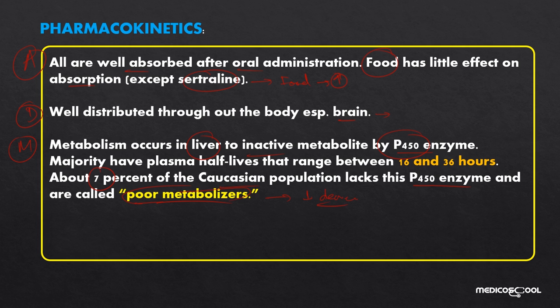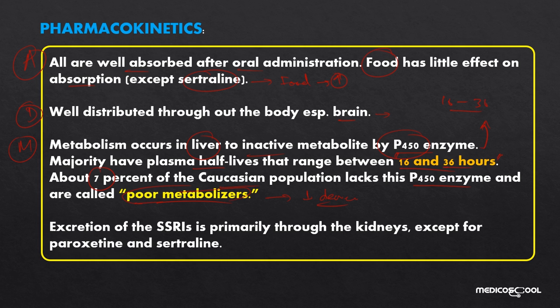The other important point is that they have a plasma half-life that ranges between 16 to 36 hours. Most of the SSRIs have a half-life of about 16 to 36 hours. And regarding excretion, they are mostly excreted through the kidneys, except for paroxetine and sertraline, which are excreted through the fecal route.